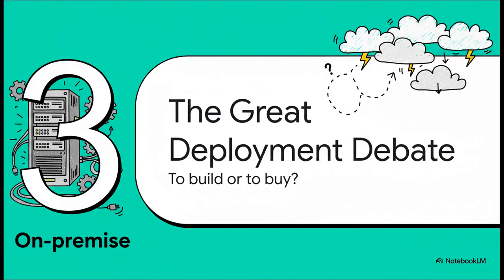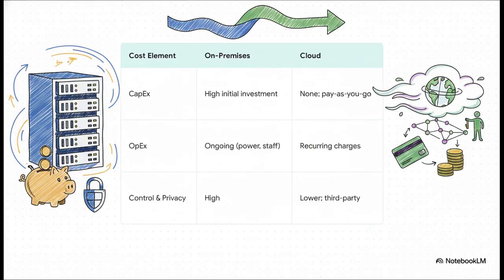Do you build it yourself, or do you use the cloud? On a high level, it's that classic business dilemma, CAPEX versus OPEX. Do you spend a ton of money right now to buy your own servers, or do you pay as you go with the cloud? On-prem gives you total control and privacy, for sure. But with the cloud, well, you're trusting someone else with your stuff.